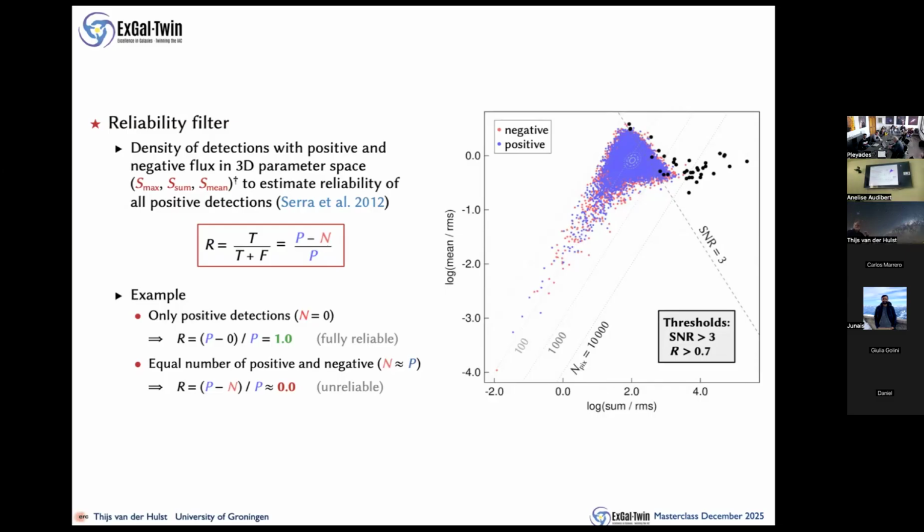And you can play with the threshold where you call things reliable. Of course, the lower you have it, the more complete you are, but the more false detections you will have. And that's always a puzzle, where to put that threshold. But it works quite well.